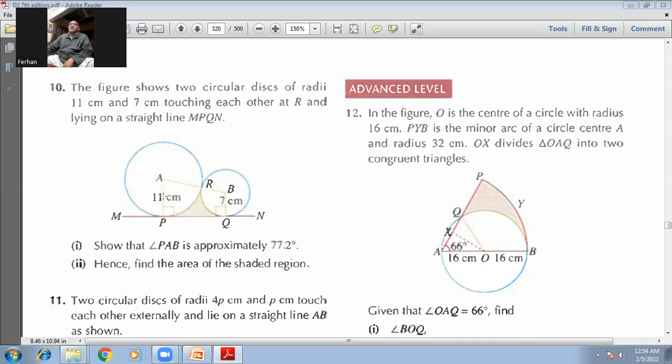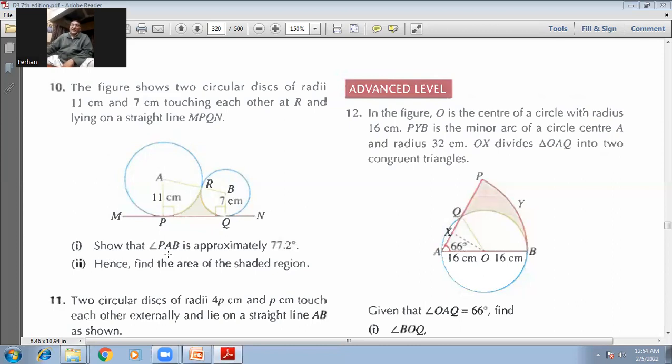This radius is making a 90-degree angle with this straight line. This radius here is also making a 90-degree angle with this straight line. This A to R will also be the radius of the big circle, so this will be 11. This R to B will be the radius of the small circle, so that will be 7. So the total length A to B will be 11 plus 7, and that will be 18 centimeters. So this shape is like a trapezium, whose dimensions are 11 centimeter, 7 centimeter, and AB, that is 18 centimeter.